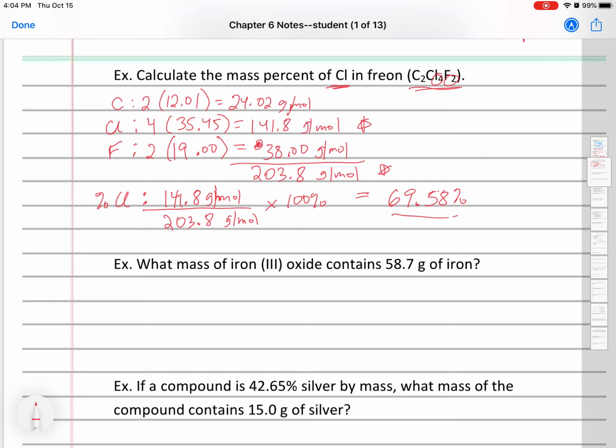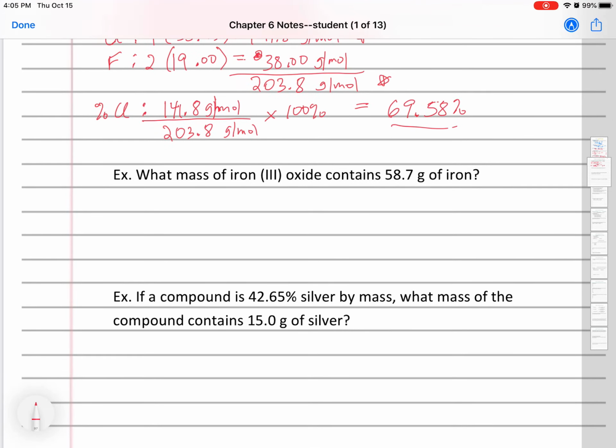What mass of iron 3 oxide contains 58 grams of iron? It doesn't look like a percent mass calculation, but it essentially is. We could do it 2 ways, actually. First we need to figure out the total mass of iron oxide. And to do that, we need to determine the formula of iron oxide. This is iron 3 oxide, so that means it's an iron 3 plus ion and an oxygen ion. So these 2 would combine to be Fe2O3. So 2 irons and 3 oxygens.